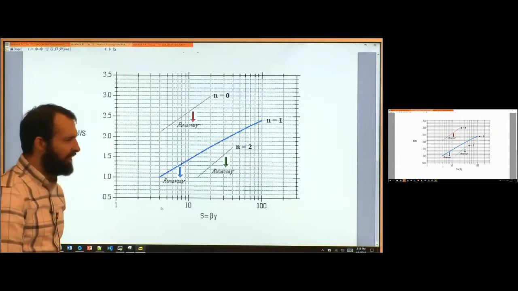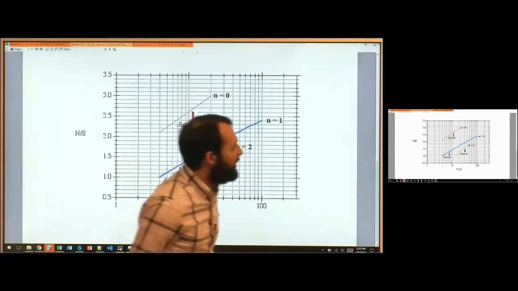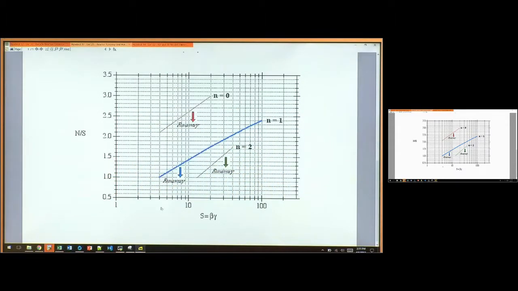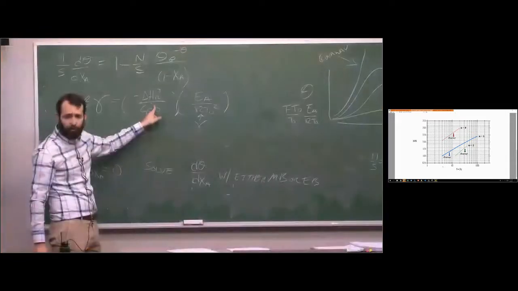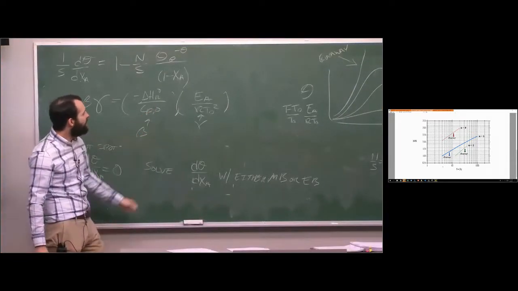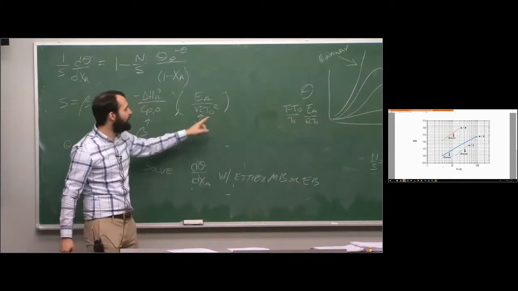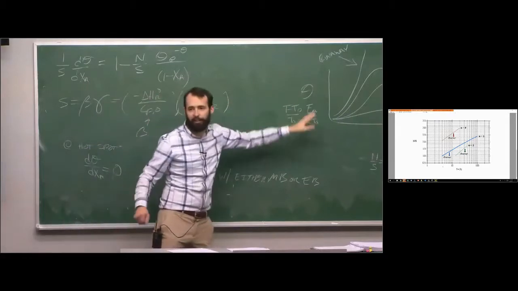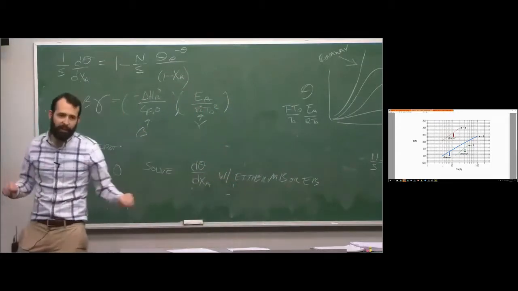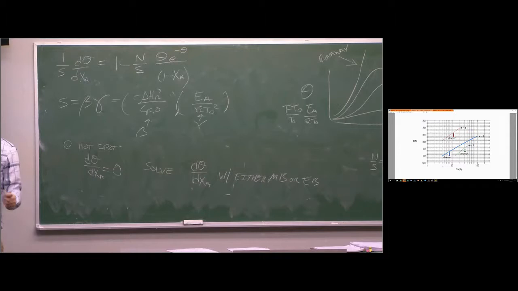S is pretty much fixed. Okay? I can't change the reaction enthalpy. I might be able to add an inert to affect the heat capacity. I can't change the activation energy. I can change the inlet temperature, but that's going to have an impact on theta as well. So just trust me when I say that changing the inlet temperature is not going to affect this analysis. So really, I need to change N over S.